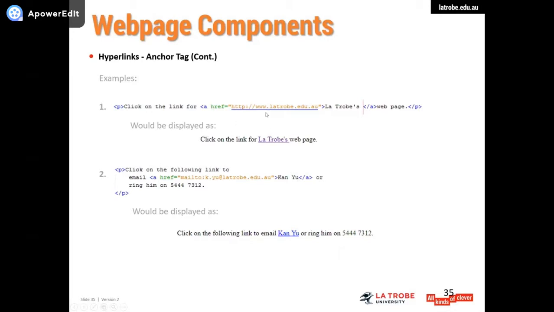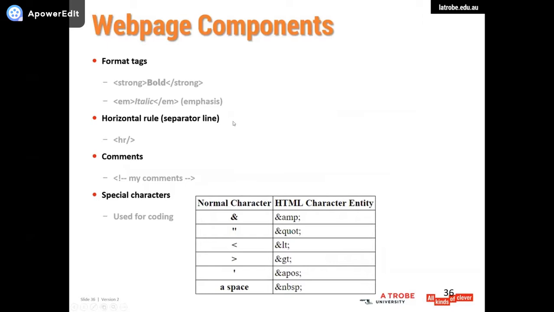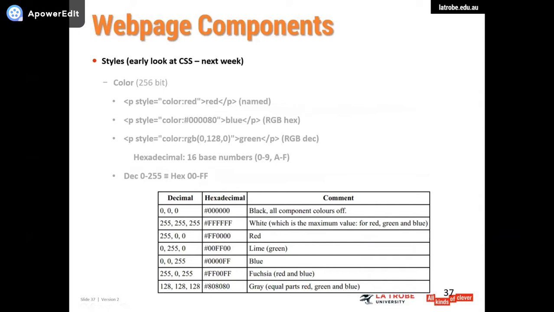Then for the comments and special characters, you can skip this part. So colors in the web page is important. You should know that we can use different methods to change the color of the web page. For example, you can directly use the hex value, or we can use the RGB array to change the color. So very important.